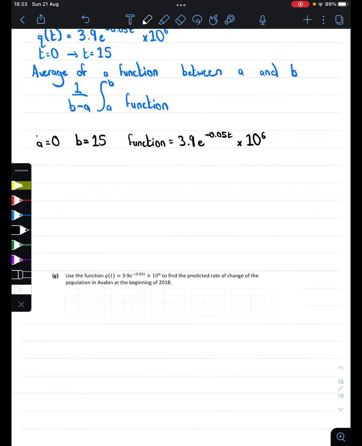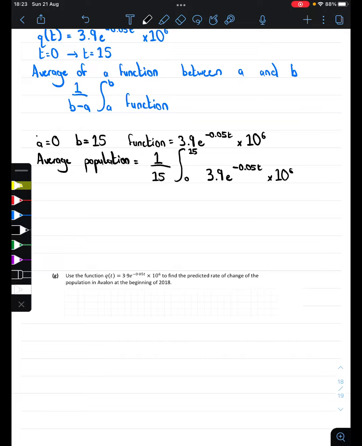So let's just write out what we're looking for. The average population, and then we fill into this formula, equals 1 over 15 minus 0, so just 1 over 15, times the integral from 0 to 15 of 3.9 e to the minus 0.05 t by 10 to the power of 6.